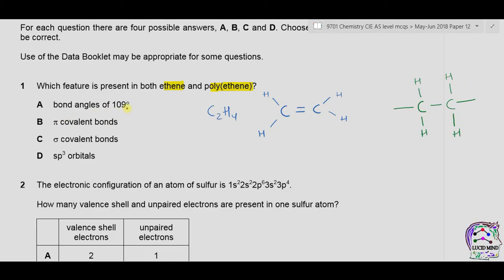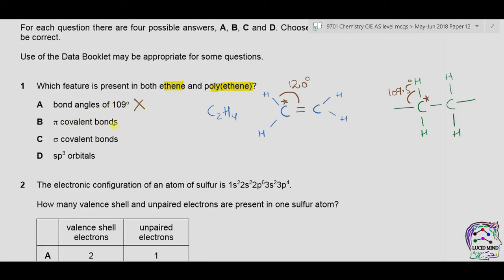A, bond angles of 109 degrees. As we can see that in ethene, 3 atoms are present around the central carbon atom. So now bond angle will be 120 degrees. While in polyethene, around central carbon atoms, 4 bonds are present, or 4 elements are attached with single covalent bonds. So the bond angle will be 109.5 degrees. So option A is incorrect.